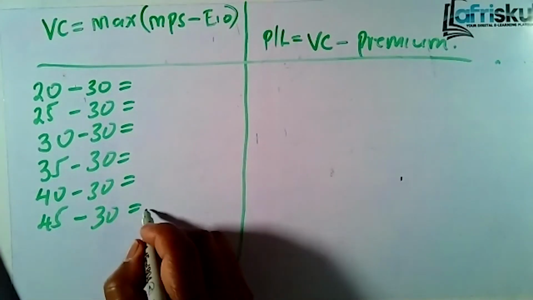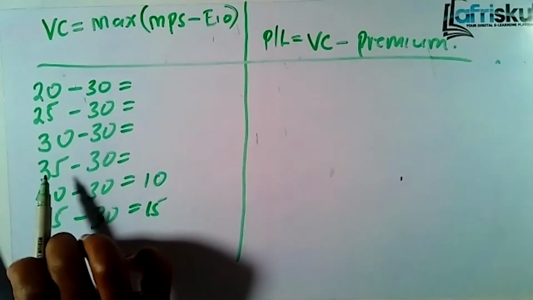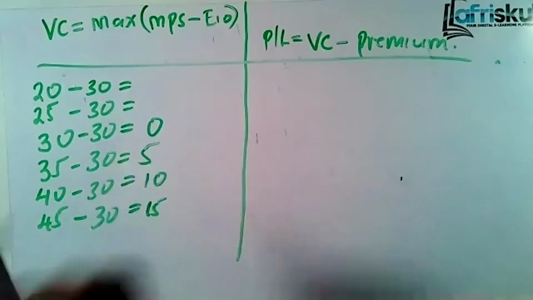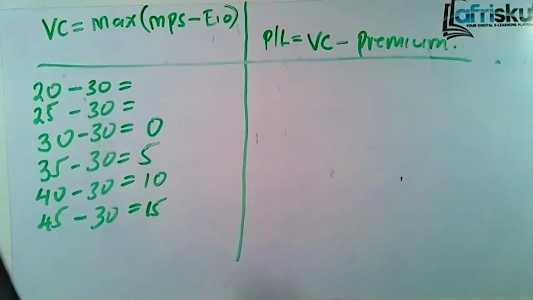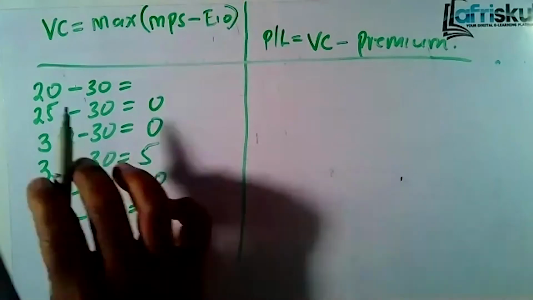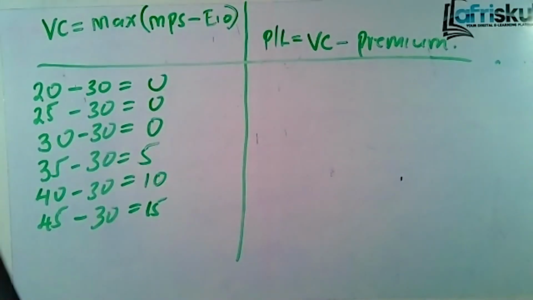Now let's get that. 45 minus 30, that means you get 15. 40 minus 30, you get 10. 35 minus that, you get 5. 30 minus that, you get 0. Now, 25 minus that, you get negative 5. You cannot write negative. That's why we are writing this 0. So that means it's 0. You cannot exercise. Also, 20 minus that, you get a negative. So in this case, you write 0.